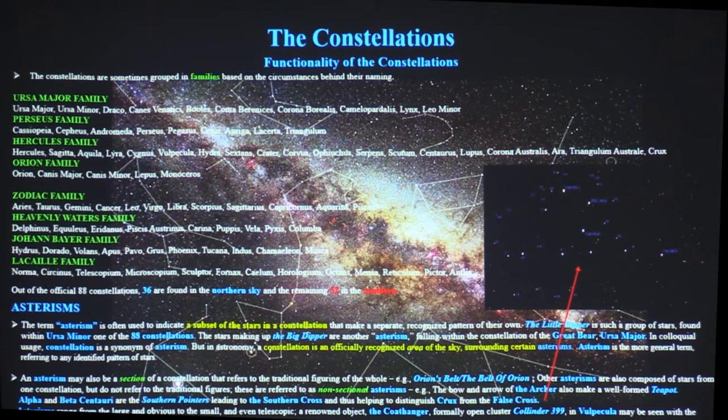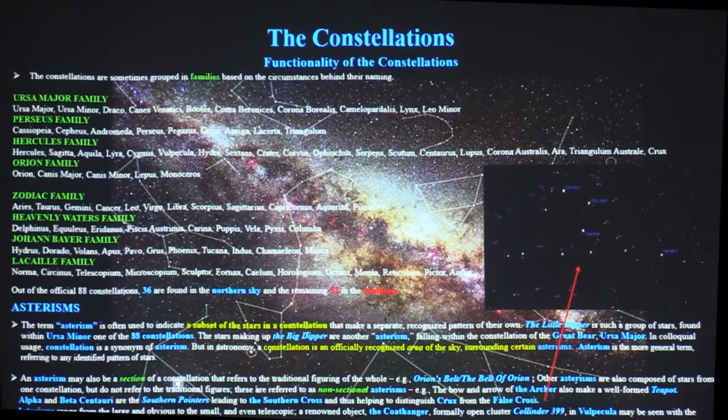That's definitely worth chasing down. It's a pretty sight, and in fact, that appeared in one of our astronomy magazines, as an ideal wide field view. So asterisms range from the large and obvious to the small and even telescopic. A renowned one, the coat hanger, also called Comet 399, is in the constellation Vulpecula, and it's visible to the naked eye, although stretching it, I reckon, at about 7th magnitude, maybe. A bit faint.